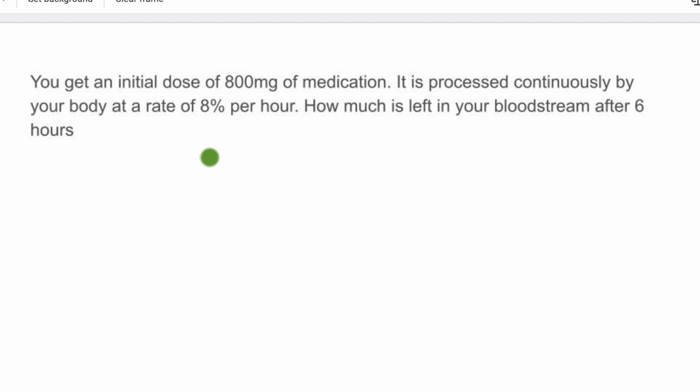So here we got a case where you take some, say, 800 milligrams of ibuprofen for a headache. Your body processes it continuously at about 8% per hour. How much is left in your bloodstream after 6 hours? So since this is continuous, we know we're going to use e. So we're starting with 800 milligrams times e. Since it's being processed, it's leaving your bloodstream, so it's going to be a negative. 8% is 0.08. And we want to know how much after 6 hours.